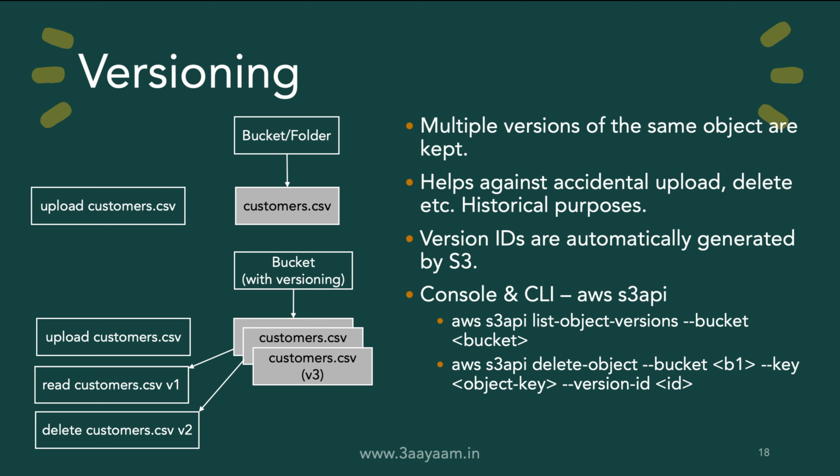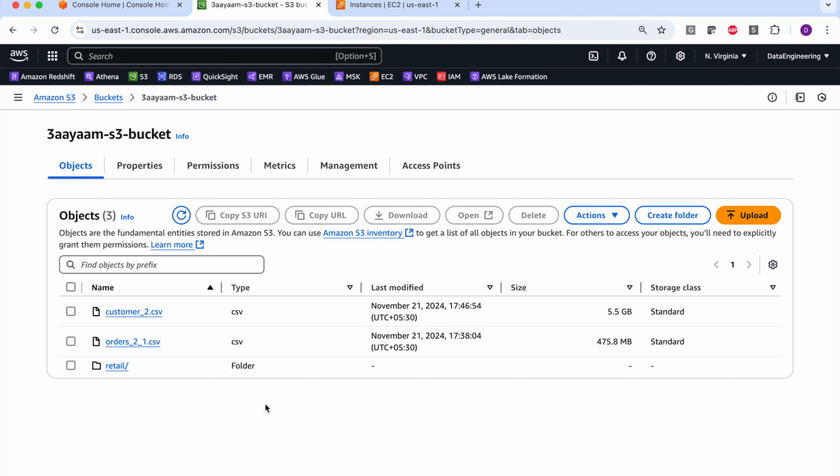Now let us go ahead and do some hands-on. What I am going to do is upload the same file over and over again from the console, and then I'll use AWS CLI and again upload the same file over and over again. Once the upload is done, I'll use the command line to delete a particular version. So I have this S3 bucket.